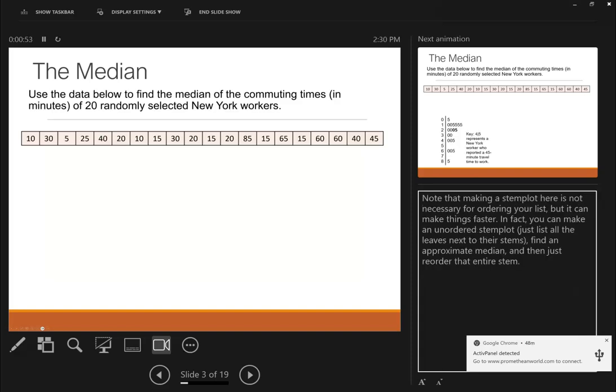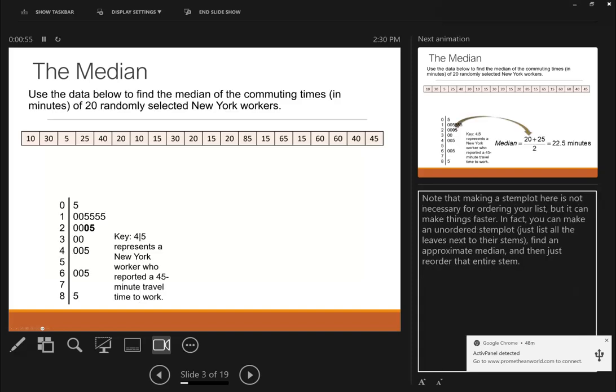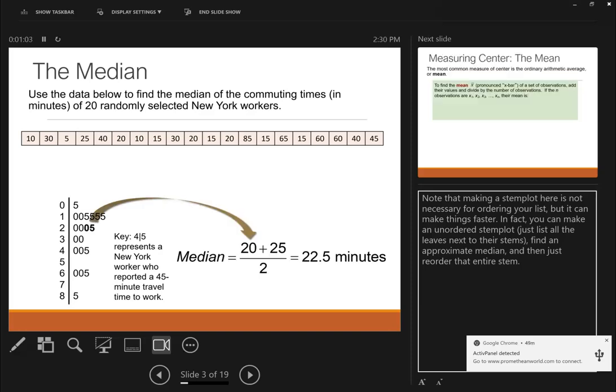So if I have something like this, I'd sort it. Oftentimes a stem and leaf plot is an easy way to do that. I cross out one number from each end. I find that the middle 2 values are 20 and 25, and I take the average of those. Or, what would I really do?